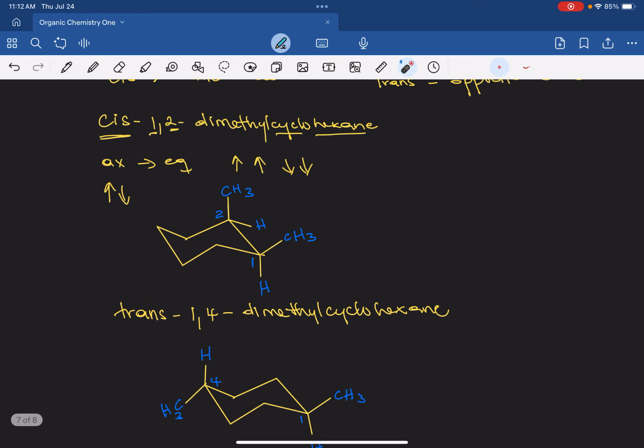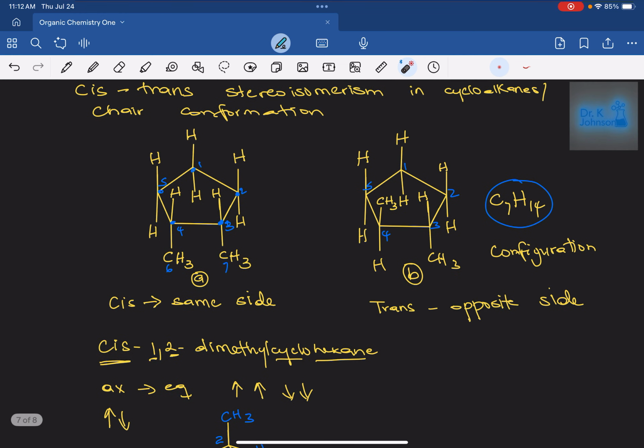And if you have it in a planar cyclohexane, it's easy to see. One above, one below. By the way, if both of these CH3s were above the ring, it would still be cis. So cis and trans isomers are pretty simple.